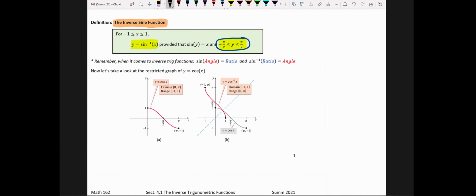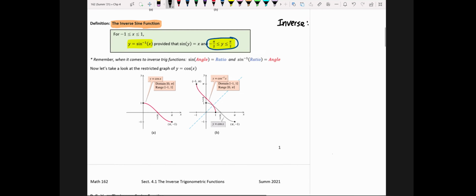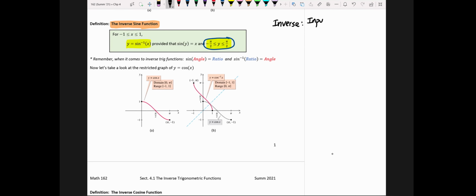Okay, so let me give us some reminders here. In algebra, we learned that exponential and logarithmic functions are inverses. Therefore, the inputs and outputs switch. Here we're going to see the trig function and inverse trig function are inverses. Therefore, the inputs and outputs switch. So sine of theta, that's a ratio. We can write it as y over r or opposite over hypotenuse. For inverse sine, inputs and outputs switch. So that ratio goes inside and the angle goes outside.